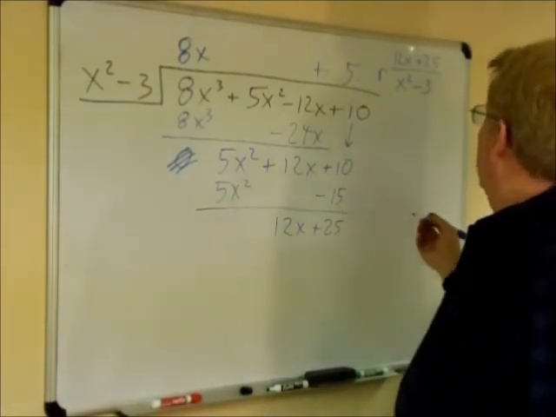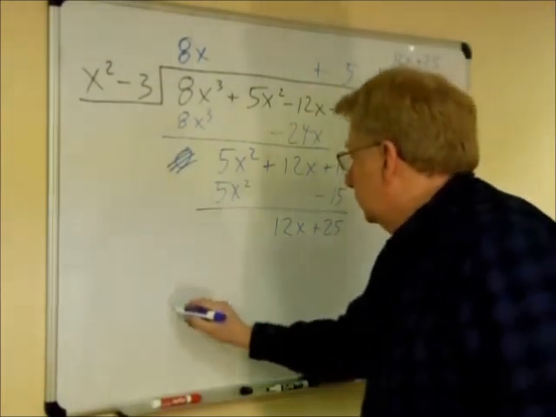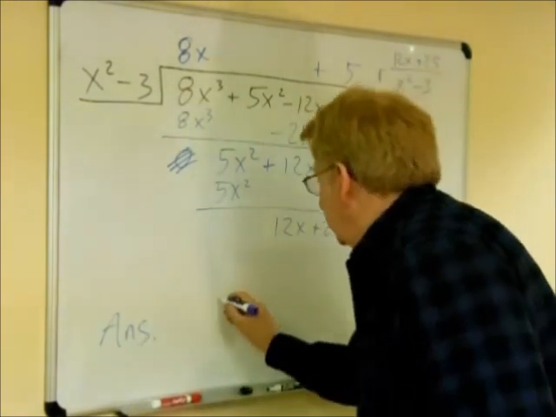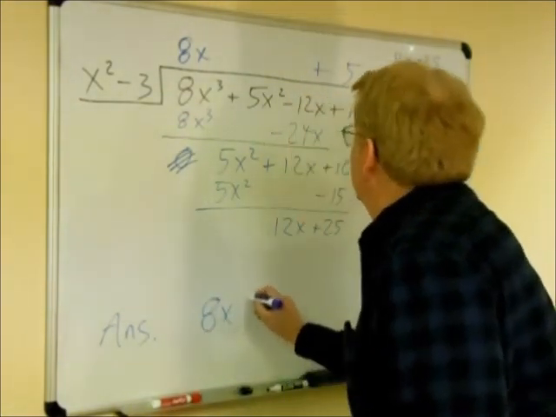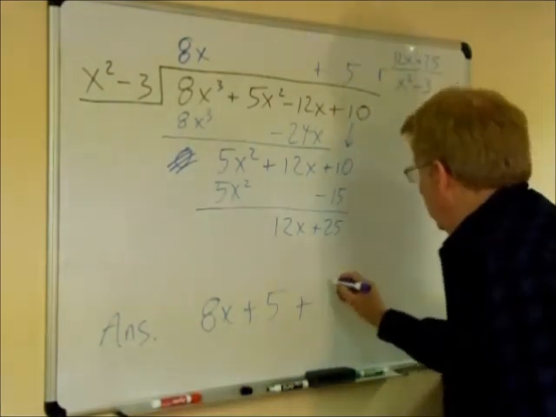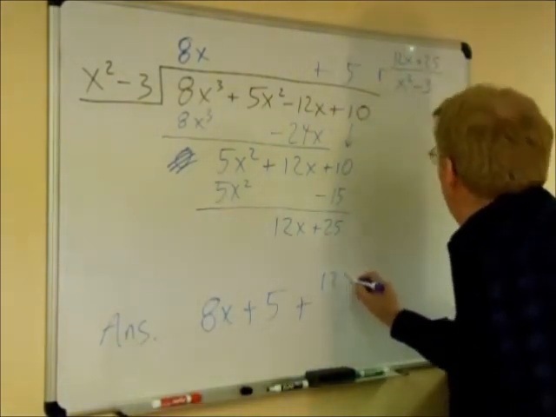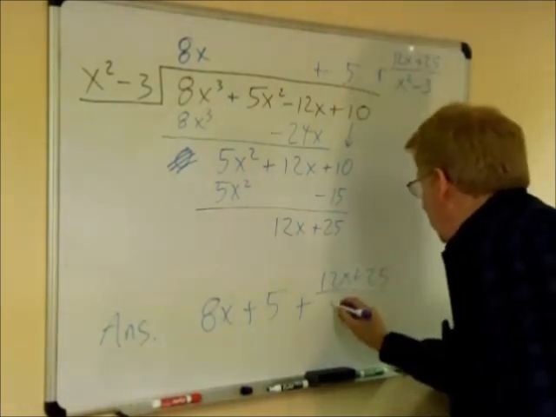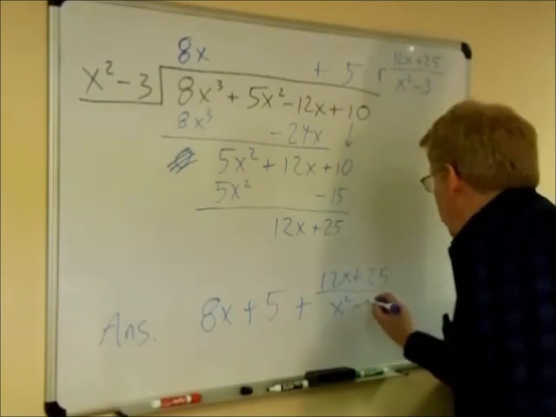So, I could rewrite that. The answer, when we divide those, is 8x plus 5 plus the remainder, 12x plus 25 over x squared minus 3.